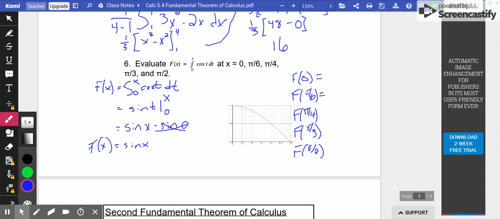So we just have to plug these in. The sine of 0 is 0. Sine of pi over 6 is 1/2. Sine of pi over 4 is root 2 over 2. Sine of pi over 3 is root 3 over 2. You can draw these triangles if you don't know these just off the top of your head. And the sine of pi over 2 is 1.